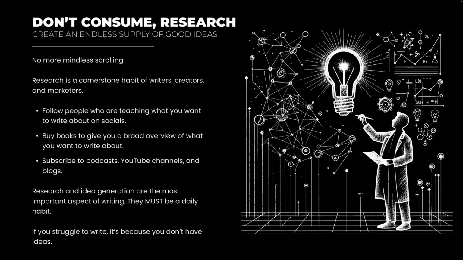The next is just buy books to give you a broad overview of what you want to write about. So I personally like to read the first 2 to 3 chapters of a very big picture book, and I'll have ideas to write about for the next 6 months. I'm not kidding there. The next is to just subscribe to podcasts, YouTube channels, and blogs. The thing with this, and the thing with the creative lifestyle or the writer's life, is that idea generation is one of the most important aspects of writing, and it has to become a daily habit for you, or else your writing will suffer because of that.